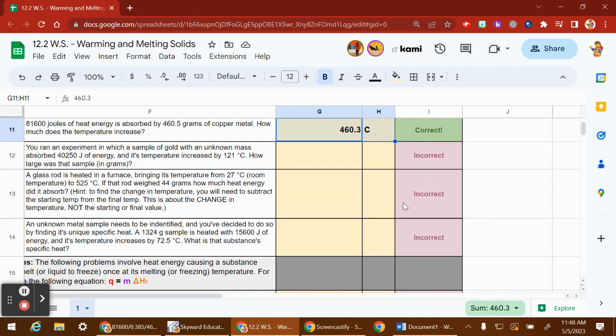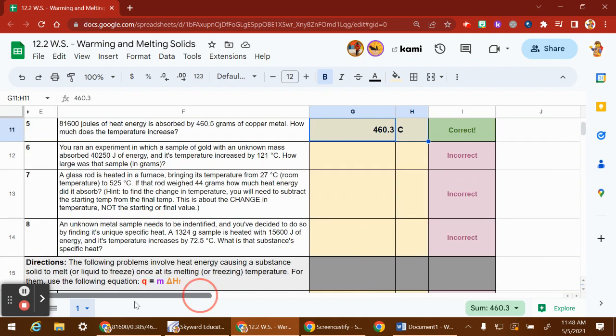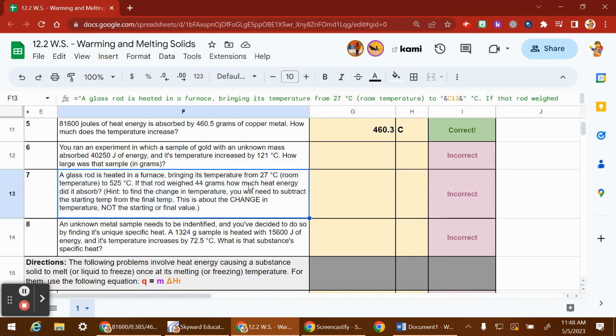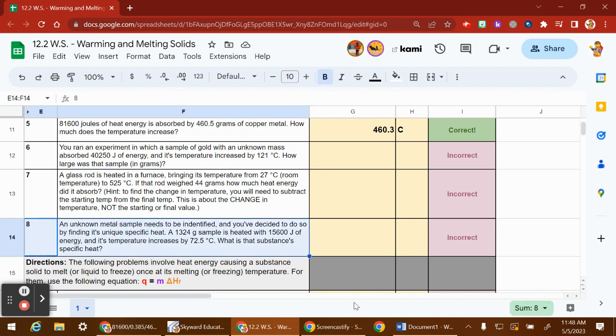Let's do one more problem together. I'm going to do number 7. Let's see here. Now, you know what? I am going to skip number 7 because that's just another one where you're trying to find the heat energy. I'm going to do number 8 for you.